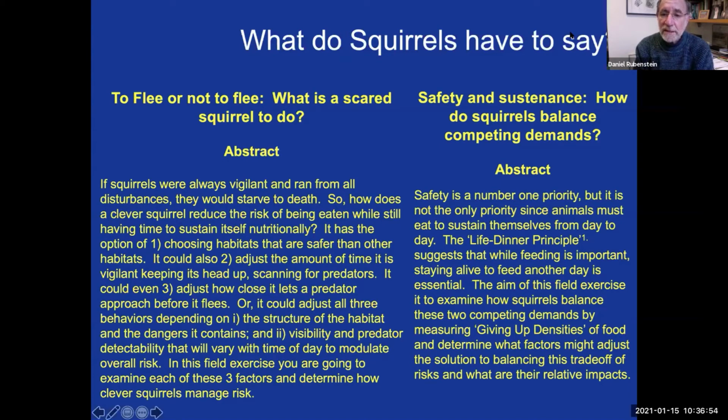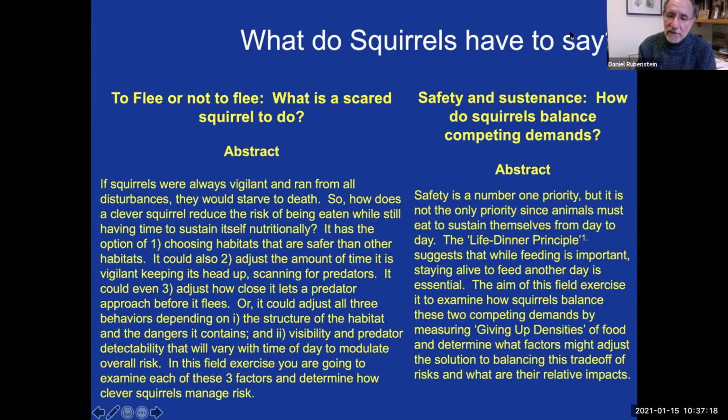How do squirrels balance competing demands? Safety is a number one priority, but as the life dinner principle tells us, it is not the only priority, since animals must eat to sustain themselves from day to day. The life dinner principle suggests that while feeding is important, staying alive to feed another day is essential. The aim of this field exercise is to examine how squirrels balance these two competing demands by measuring giving up densities.